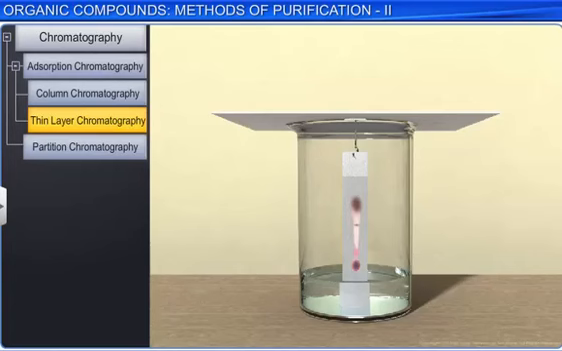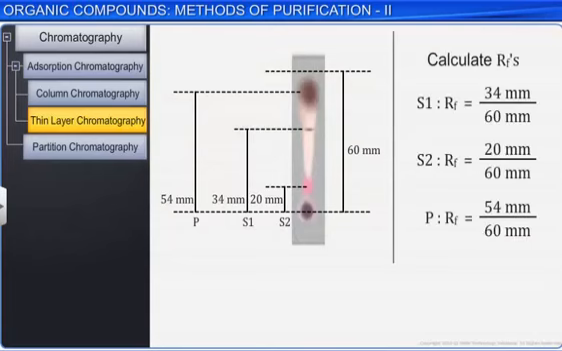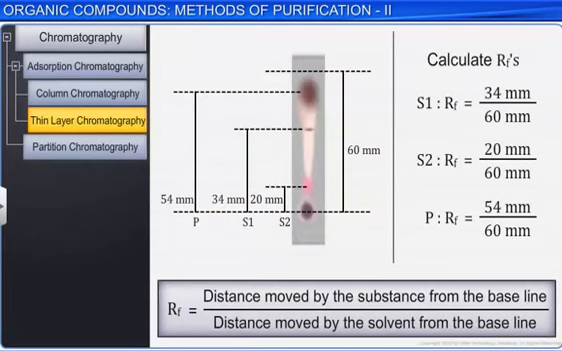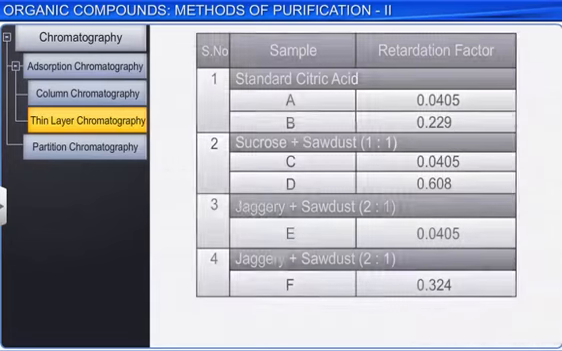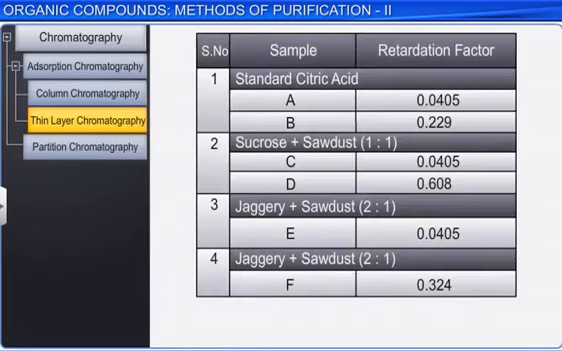The relative adsorption of each component in the mixture is expressed in terms of its retardation factor, Rf. The value of the retardation factor is determined by dividing the distance moved by the substance from the baseline by the distance moved by the solvent from the baseline. The retardation factor of a component is unique with respect to a stationary phase. Hence, any unknown component present in a mixture can be identified with the help of its retardation factor.